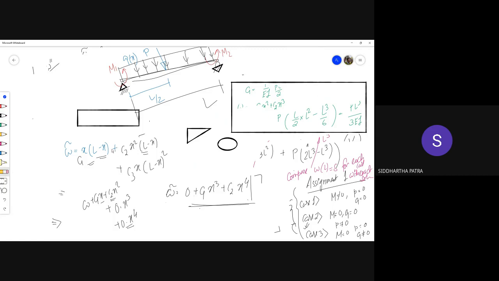For the simply supported beam, only take this first expression. Only take W tilde equals this. And check for which case you get the exact solution and for which case you do not get the exact solution. So this is your assignment number two.